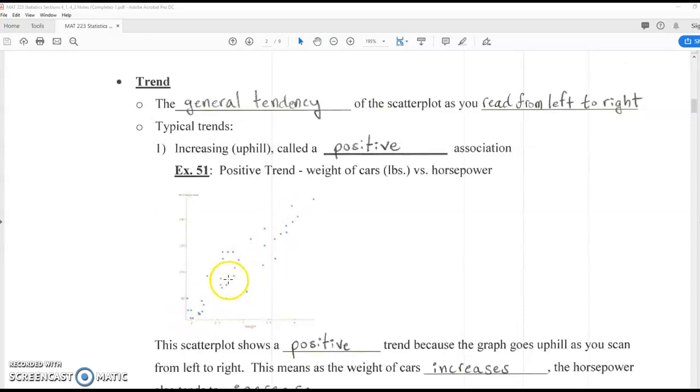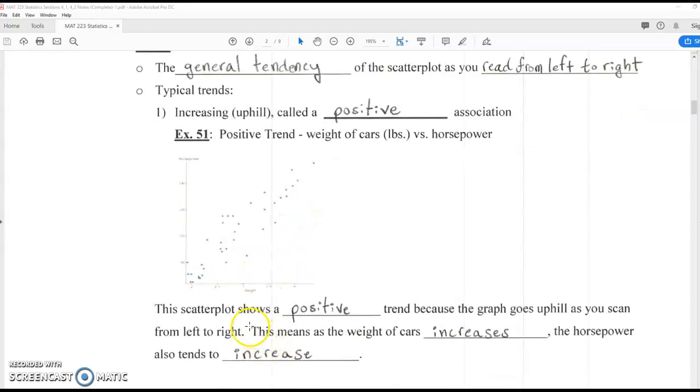If you imagine a line going through the middle of all these dots in the scatter plot, the scatter plot shows a positive trend because the graph goes uphill as you scan from left to right. This means as the weight of cars increases, as x increases, the horsepower, which is y, also tends to increase. So again, always summarize these by saying as x increases. That part is always the same, and then you say that y either tends to increase or decrease. If it's positive, it would be increase.